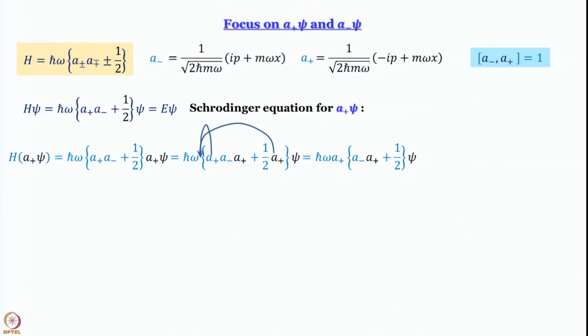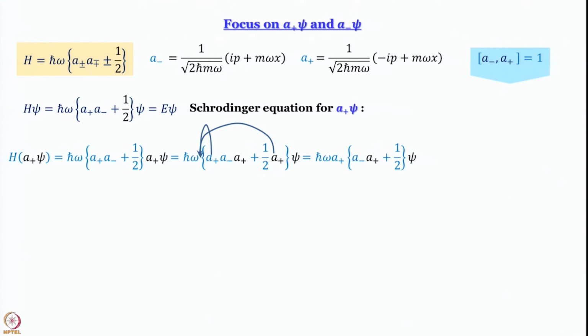Now, I do not like A minus A plus at the moment. Why? Because you see, look at this A minus A plus half, and look at the Hamiltonian. What we have inside the Hamiltonian is A plus A minus plus half. So I will try to somehow find a way of replacing this A minus A plus by A plus A minus if I can. And to do that, we will use this commutation relation. The commutator of A minus and A plus is 1. This is something that I have asked you to work out yourself.